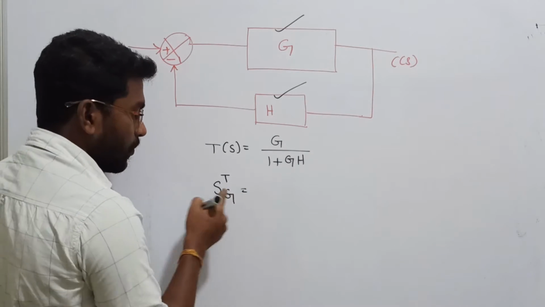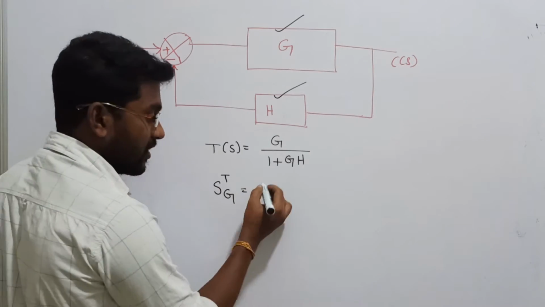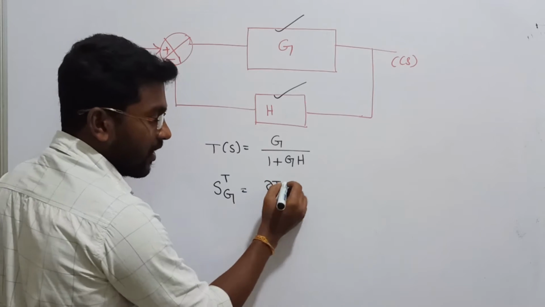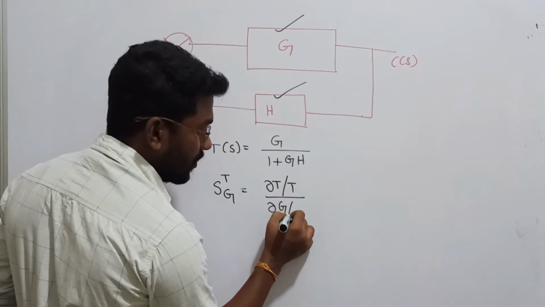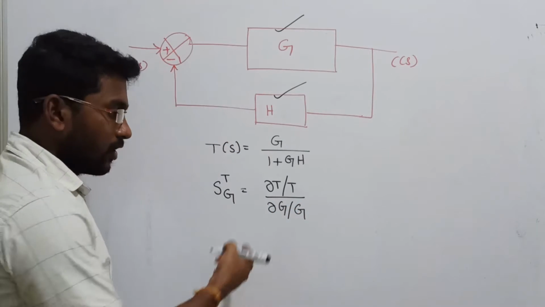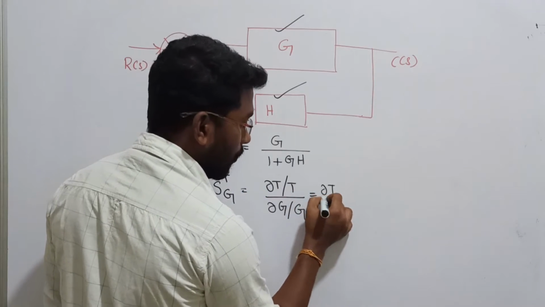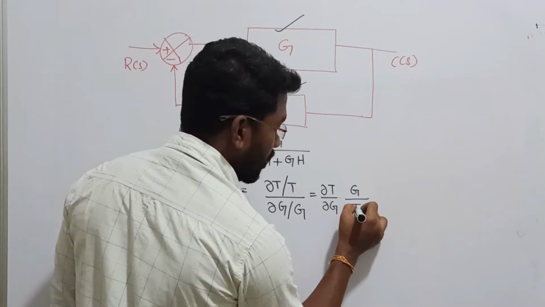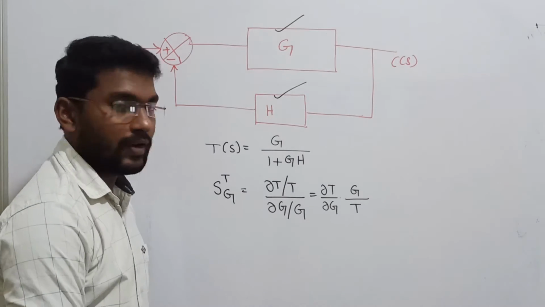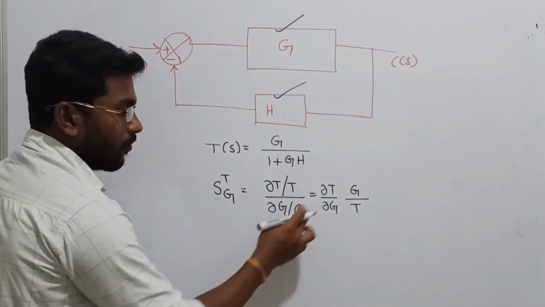How will you write the percentage changes in the T? The percentage change in T can be written as variation in T with respect to overall transfer function divided by variation in G with respect to overall gain. Clear? So it can be further written as dou T upon dou G into denominator will be numerator, so that is going to be G by T.